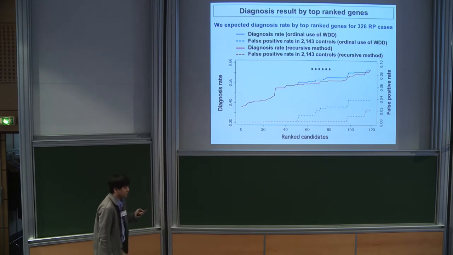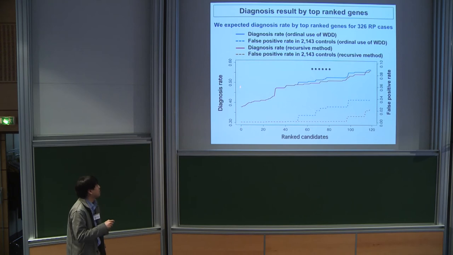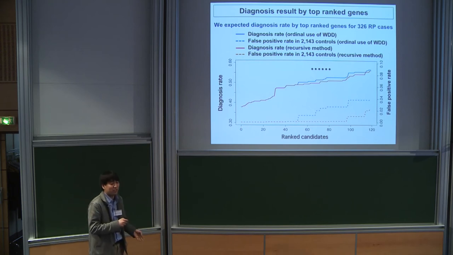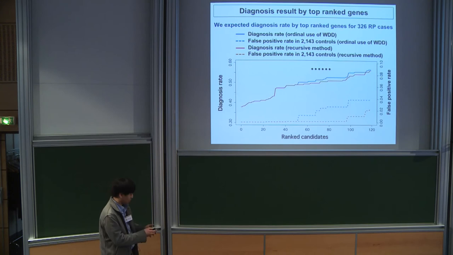Here is the calculated diagnosis rate. The blue solid line is the ordinary use of WDD, and this 0 point shows the diagnosis rate by only using known genes. The diagnosis rate monotonically increased. But with ordinary use of WDD, after the top 50 ranked candidates, the false positive rate is also slightly increased.